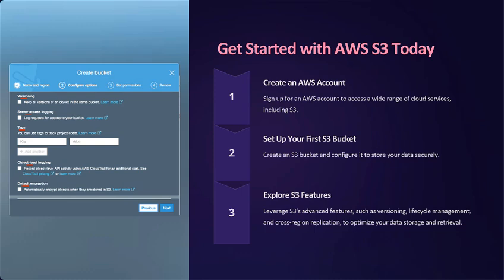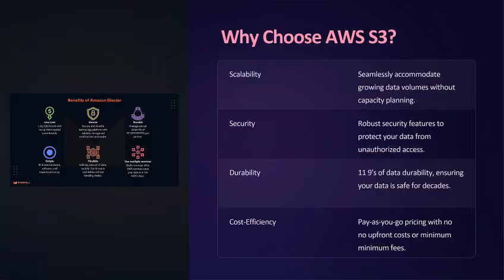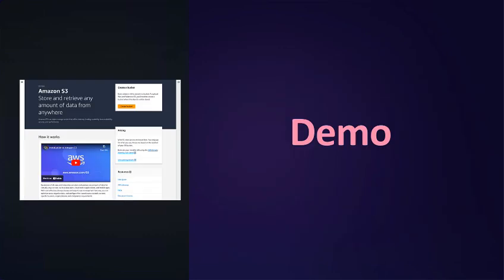To start with AWS S3, we need to have an AWS account. Once we log into our AWS account, we can start setting up our first S3 bucket. Why choose AWS S3? Scalability, security, durability, and cost efficiency are the main reasons. So let's quickly jump to the demo part and see how we can create an AWS S3 bucket.